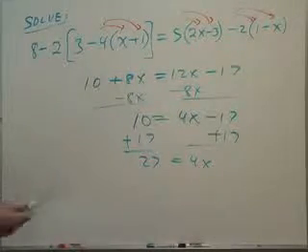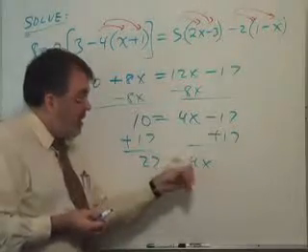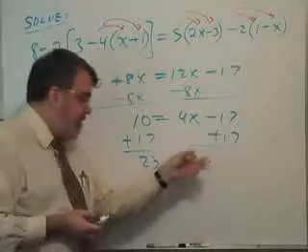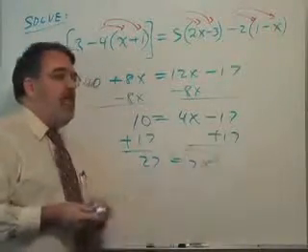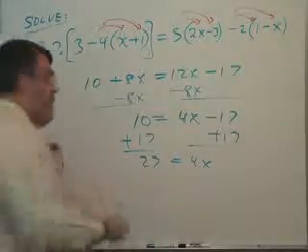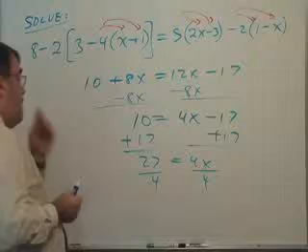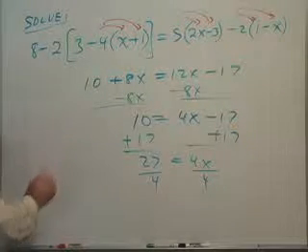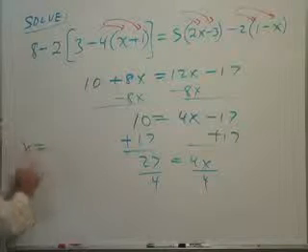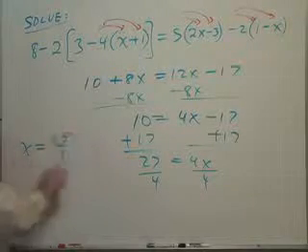And now what do we do? We need to divide by 4 because 4 is multiplying x. We don't subtract 4 from 4x. They're not like terms. But 4 multiplies x. The opposite of multiplication is division. So divide by 4. And the 4's cancel, leaving x equals 27/4. There we go.